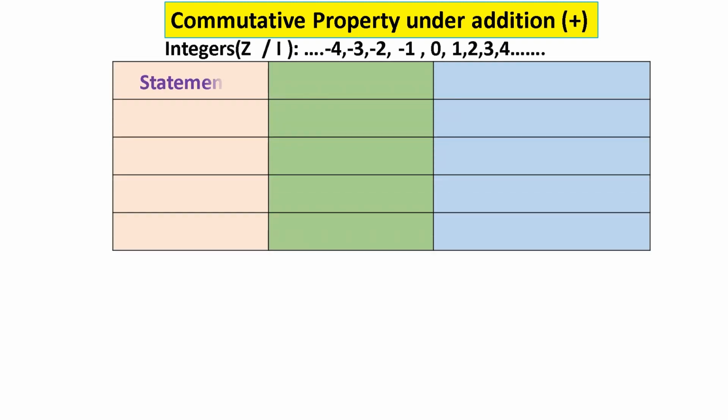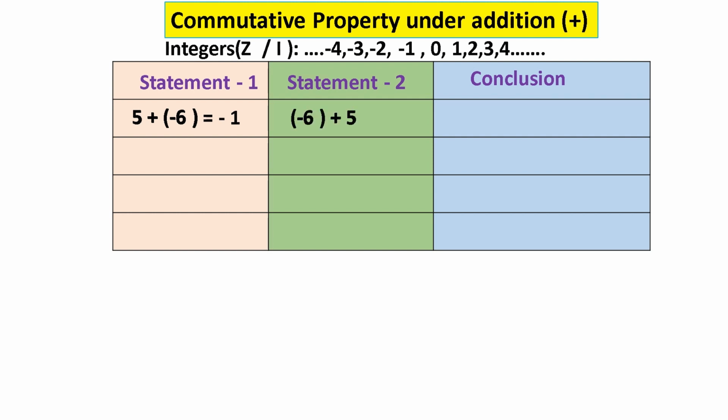Next, commutative property under addition. Now statement 1, statement 2 and conclusion. So in statement 1, here observe 5 plus minus 6. 5 is an integer, minus 6 is an integer. This sum is minus 1. Same here, minus 6 plus 5. This sum also gets the same answer, minus 1.